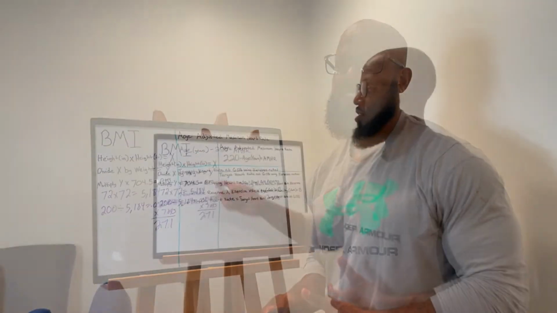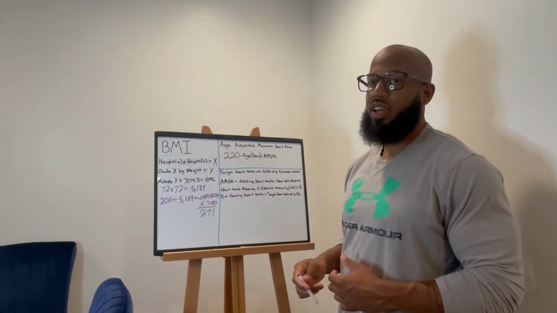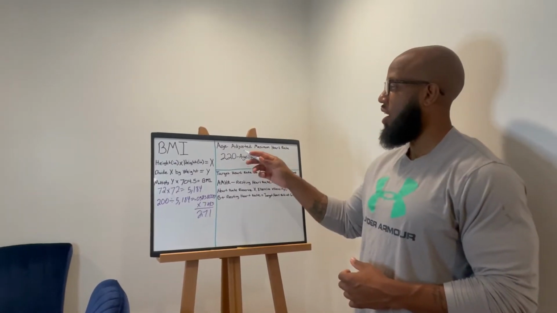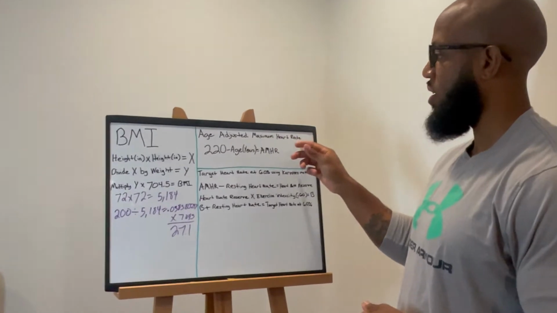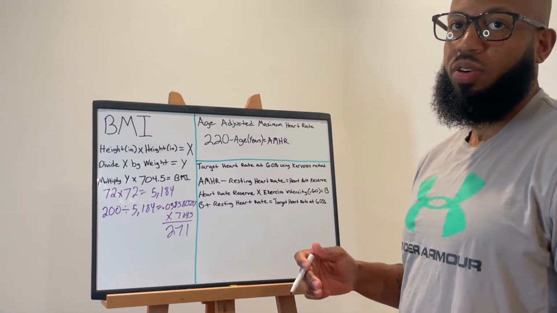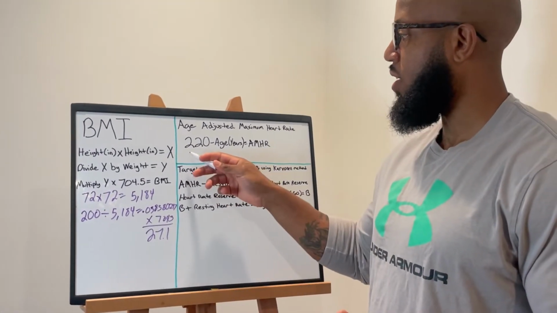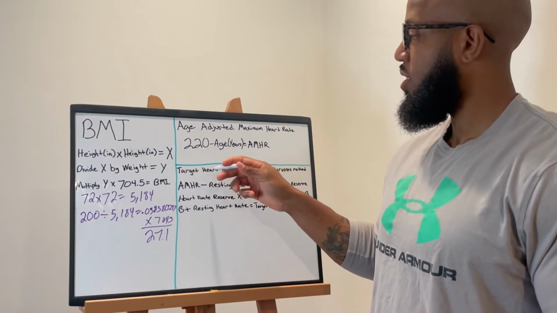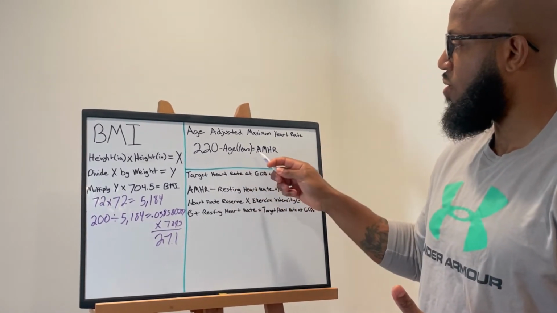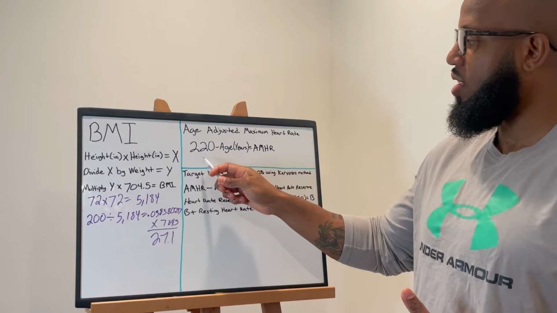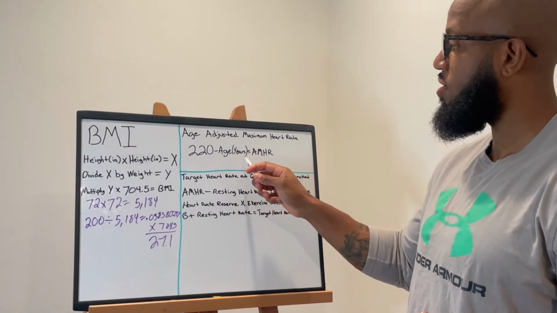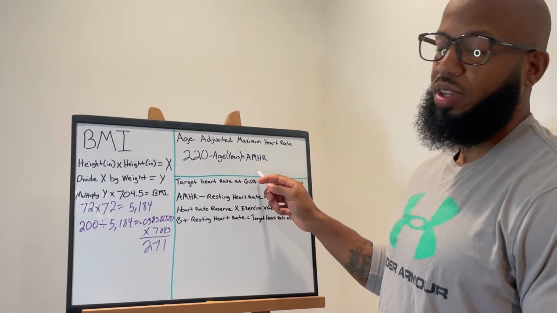Now that you know how to calculate your own BMI, now we're going to calculate our age-adjusted maximum heart rate. So for starters, we all know the human's maximum heart rate is 220 beats per minute. So to calculate your age-adjusted maximum heart rate, we're going to take that 220 and just subtract your age in years. That's going to give you your age-adjusted maximum heart rate.